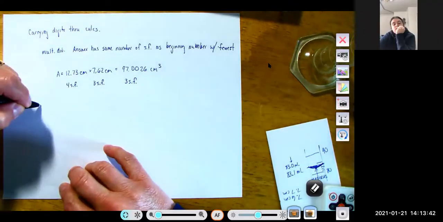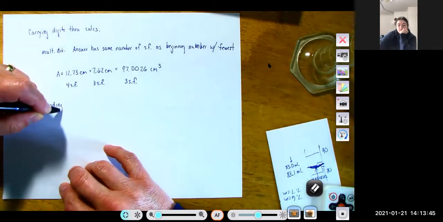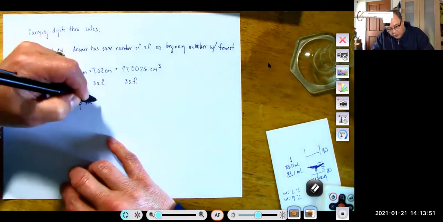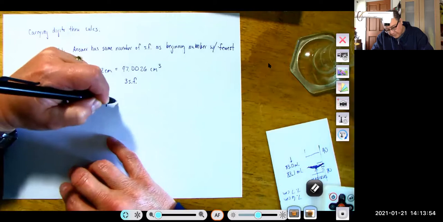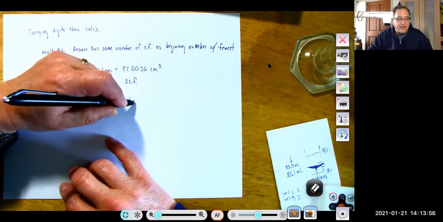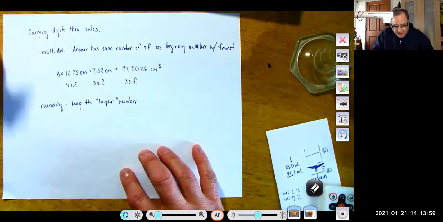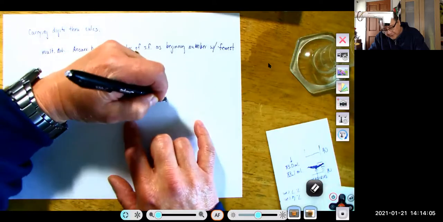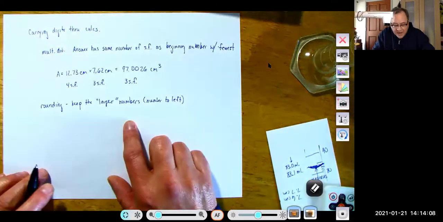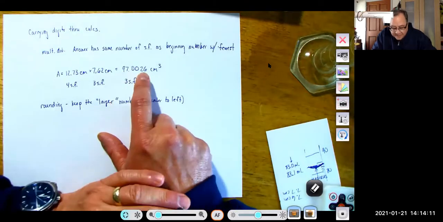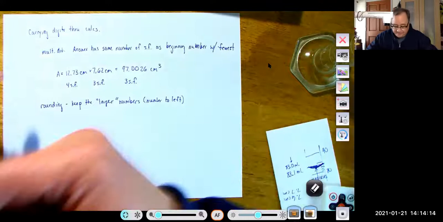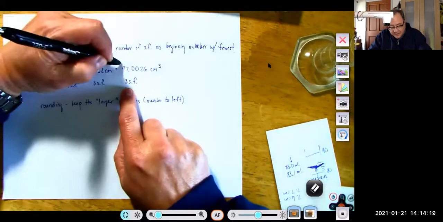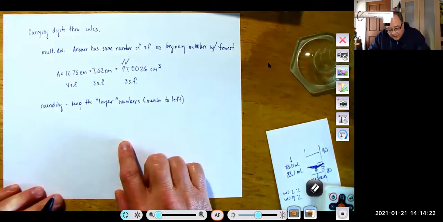So let's talk about rounding. Here, we want to keep the larger numbers. And when I say the larger numbers, I don't mean keep a 9 instead of a 1. I mean keep the numbers to the left. So this 9 means more than this 6, not because it's a 9, because it's farther to the left. So if I want to keep 3 numbers, I want to keep the 9, I want to keep the 7, and I want to keep the 0.